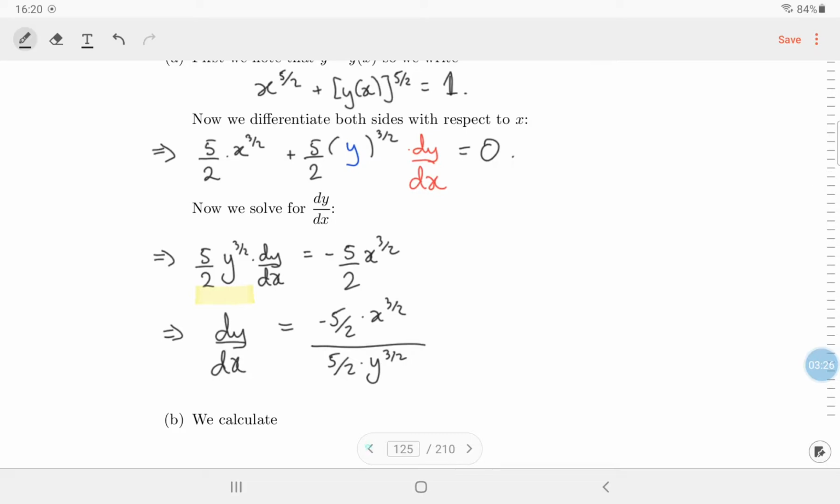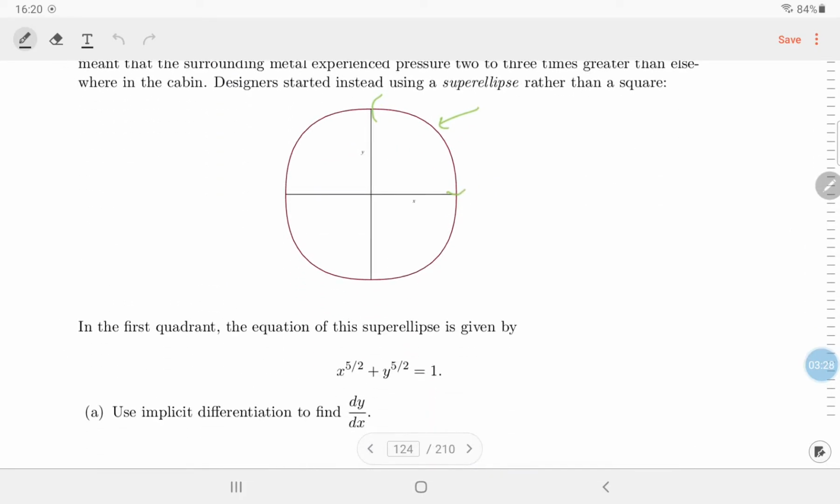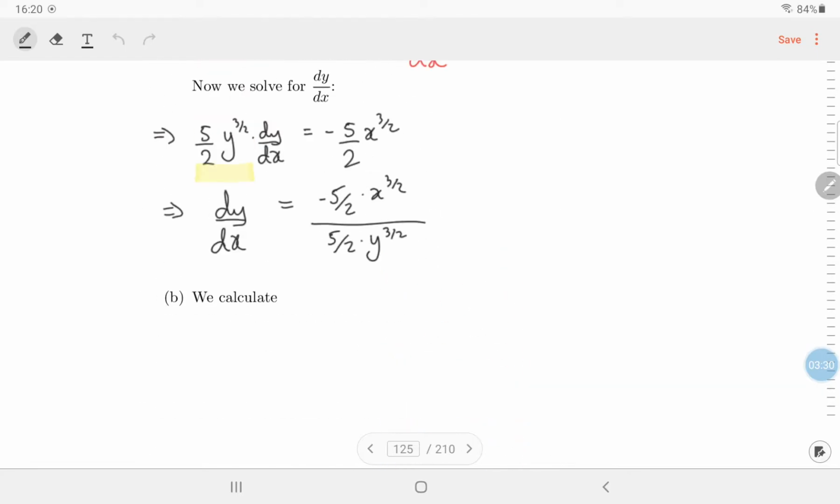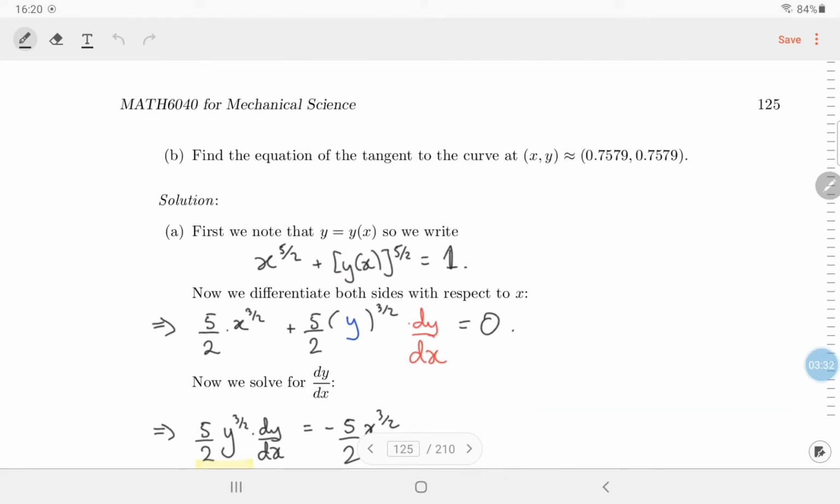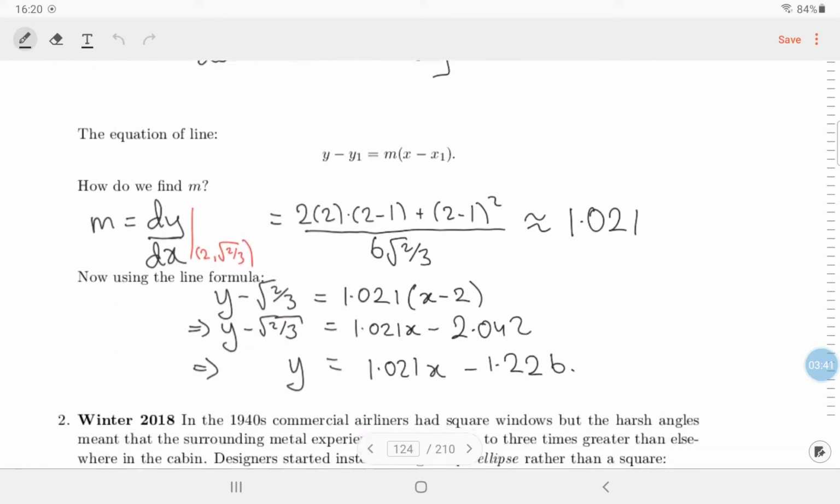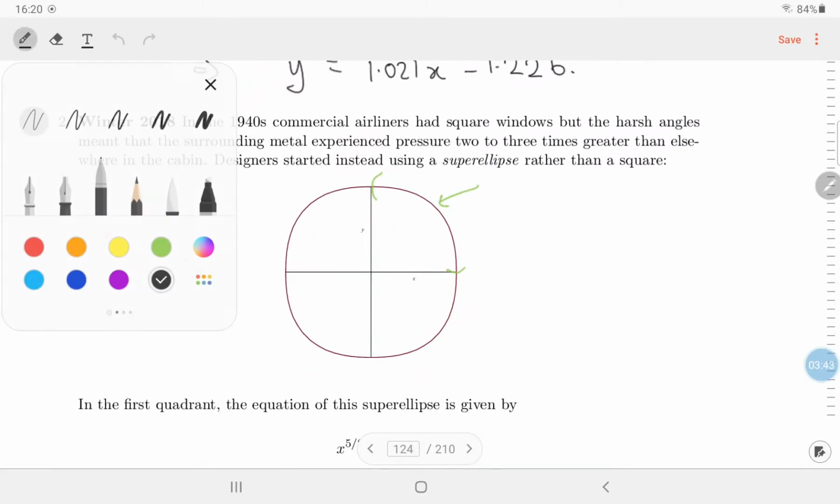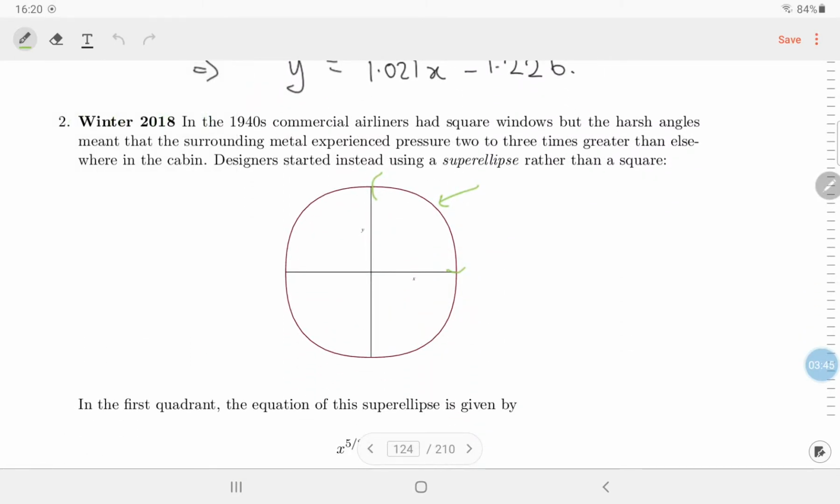Okay, going back to the question, we found dy/dx, that's good. The second thing is to find the equation of the tangent to the curve at this point here. We might just remark that from the picture we can estimate what our answer should be. Is there anything we can say about our answer? Where is the x coordinate equal to the y coordinate? Around here. And look at the slope.